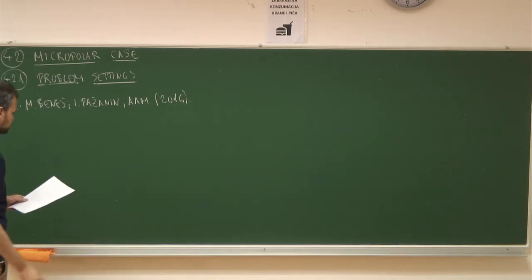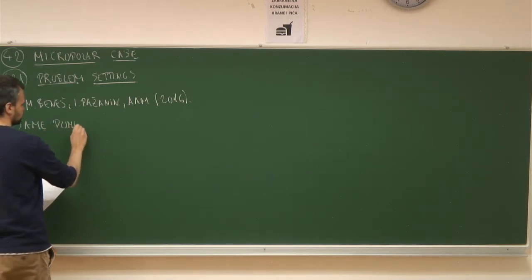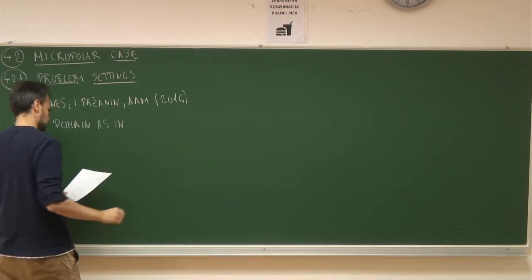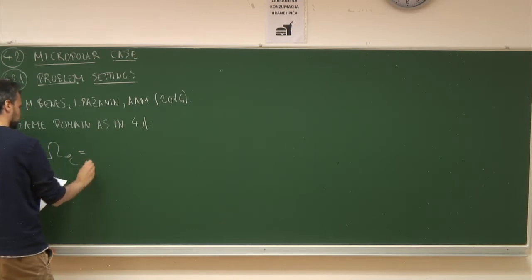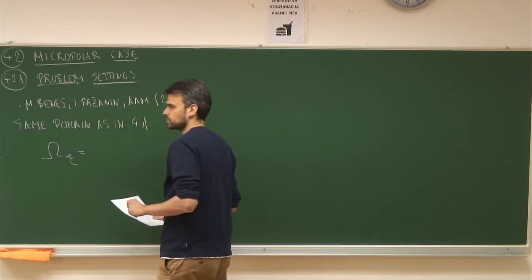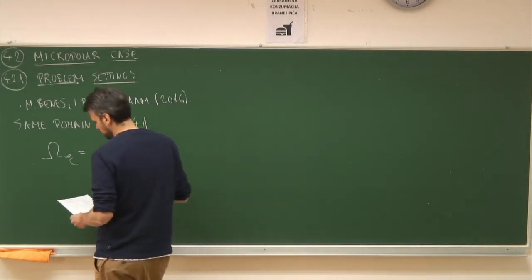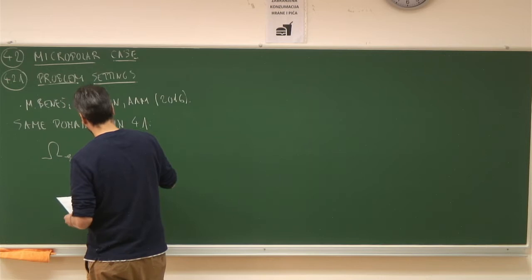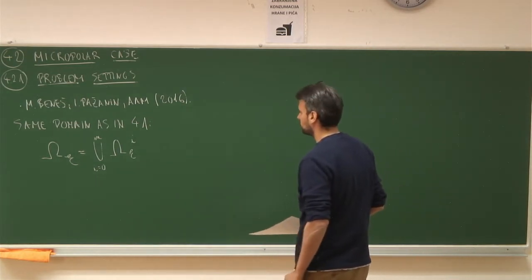So the domain is basically, of course, the same as in the previous lecture, as in 4.1. So you have the omega epsilon domain, which includes the junction, which is of order epsilon, and the thin pipes; we have m thin pipes. So you have a big union from 0 to m, omega epsilon i. Okay, I will not repeat all the notation. You have it from the last lecture.